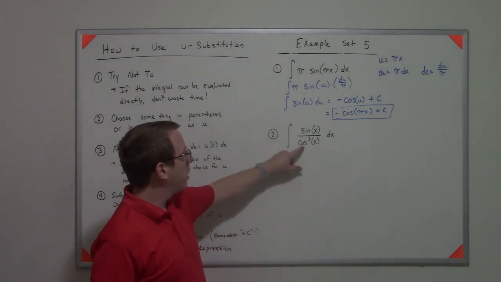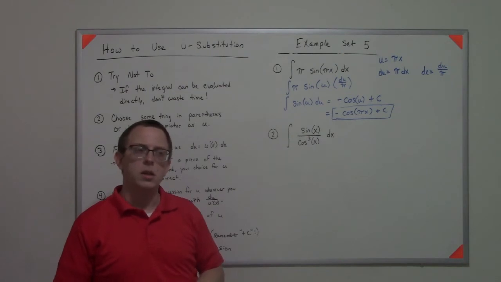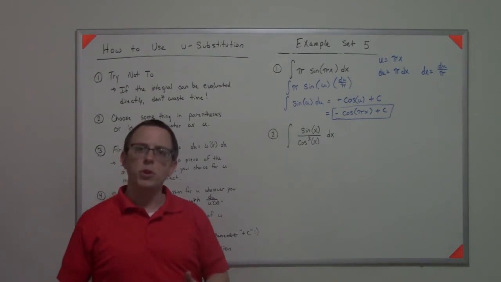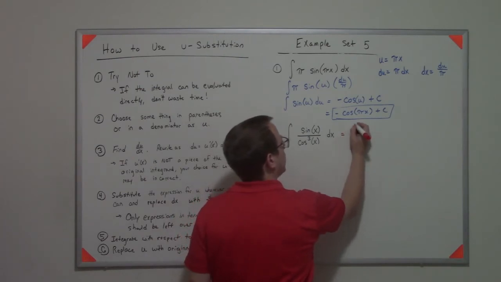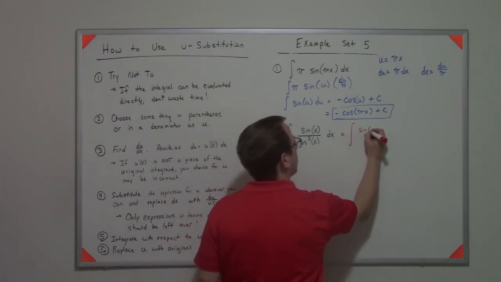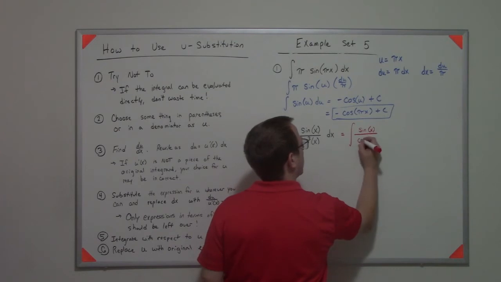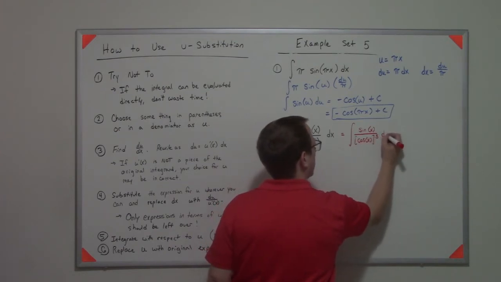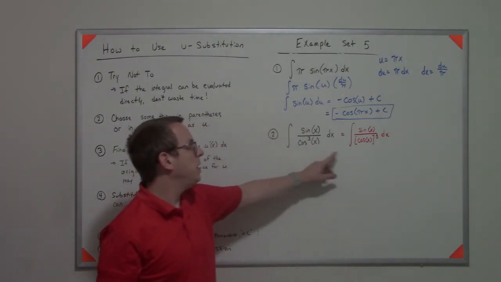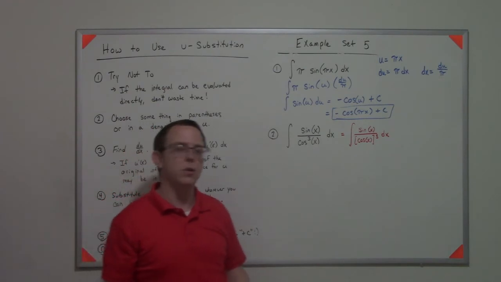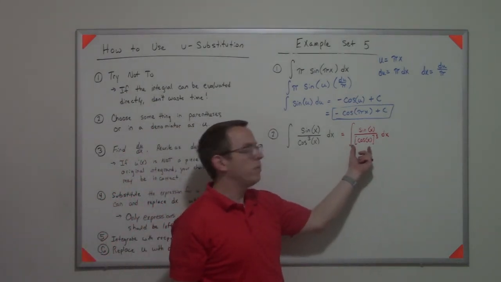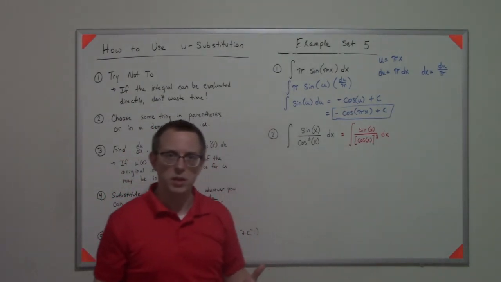The next problem we have is sine of x over cosine cubed x. Okay, so what I'm going to do is rewrite this slightly. That's what that notation just means. It means cosine of x to the third power. And sometimes it's easier to envision it that way because now we have something inside of parentheses.